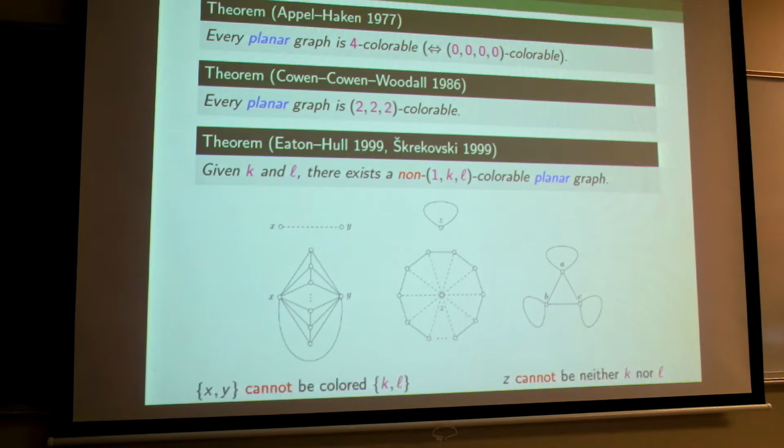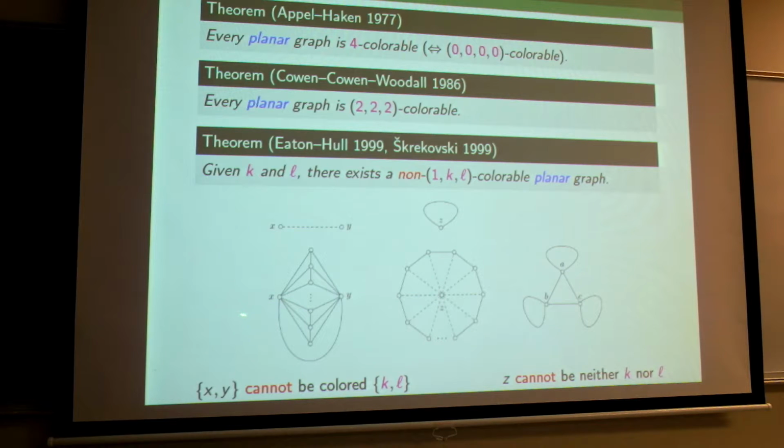Here, I claim that x and y in this graph, what's this graph? You have a bunch of P3s in the middle, a bunch of paths of length 2 in the middle. And you just join those paths to these 2 vertices. So everything is adjacent to x and y, including x and y. X and y itself is an edge. So I claim x and y cannot be colored k and l.